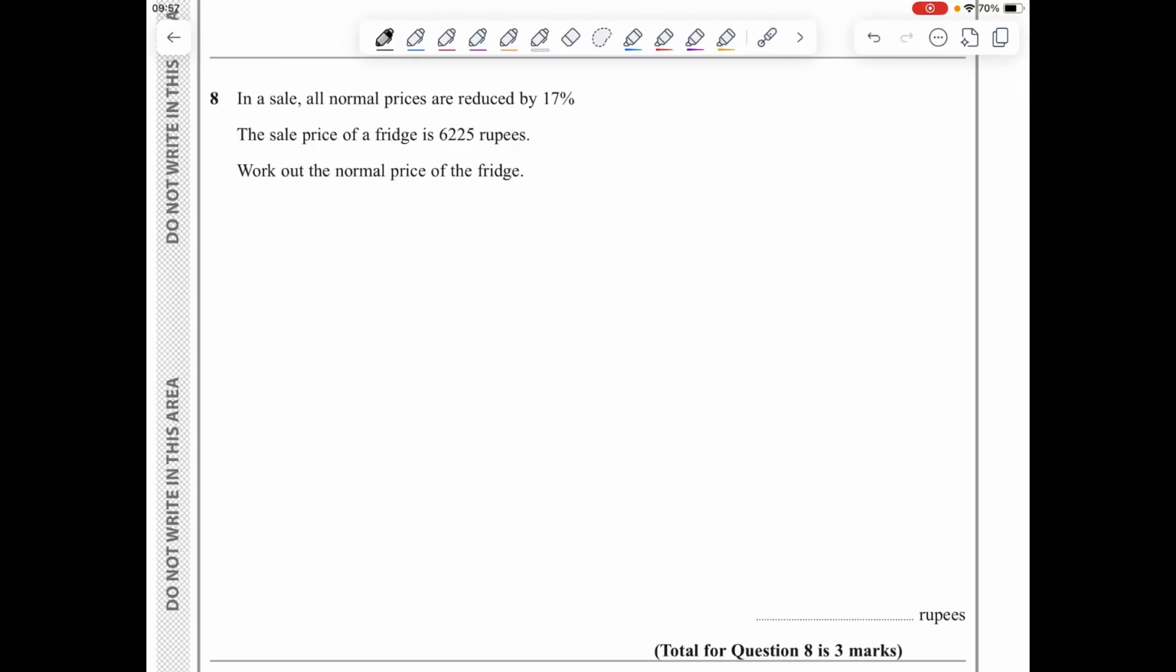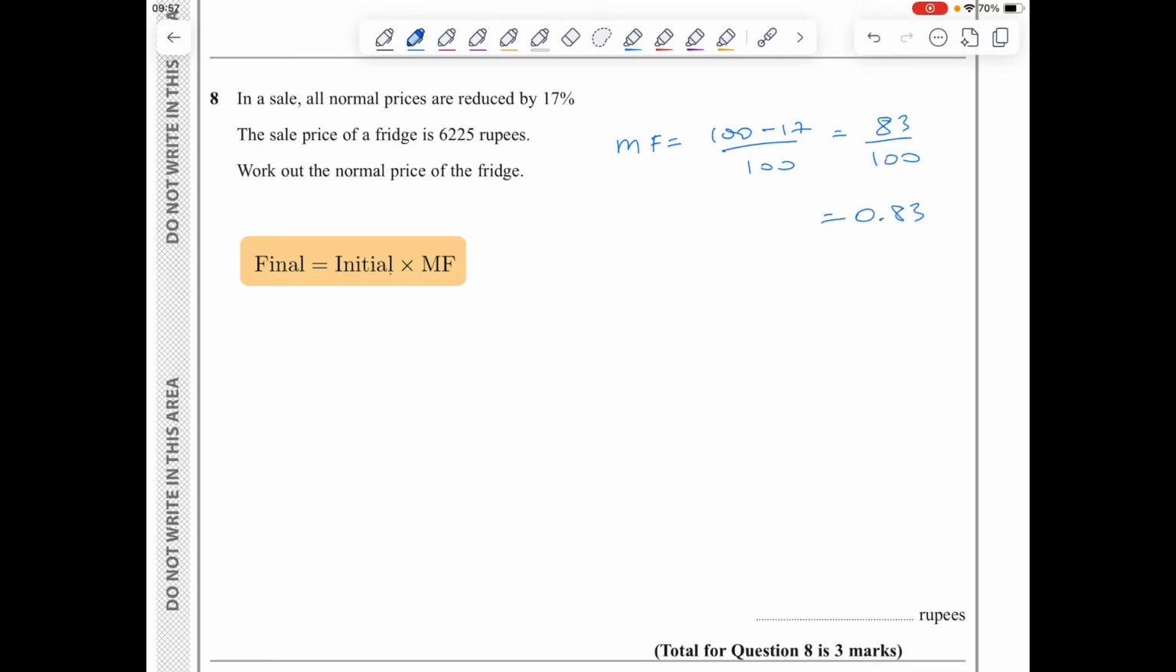The formula I use for this type of question is the following. Final amount equals the initial amount times the multiplying factor. And in this question, I have a reduction by 17%. So my multiplying factor will be 100 minus 17 over 100, which gives me 83 over 100. If you want this as a decimal, it's 0.83.